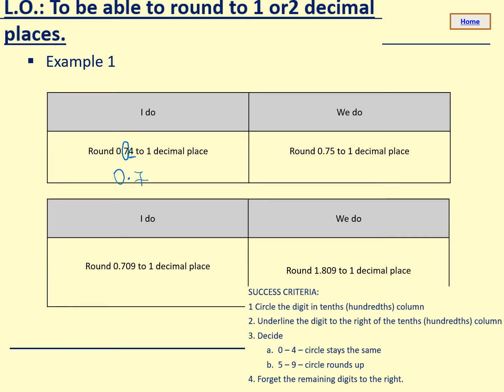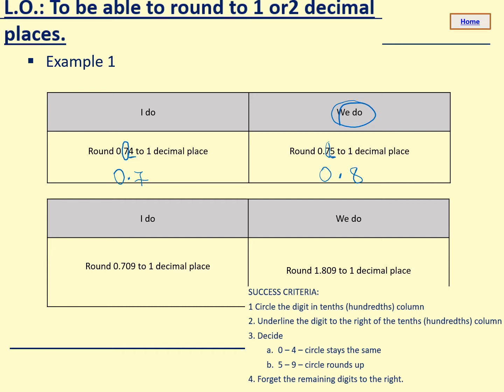Okay, now pause the video and have a go at the redo question. Okay, you have 7 in the circle and 5 underlined. 5 is 5 or greater, so the digit in the circle gets rounded up by 1. So it's going to be 0.8. If that's what you got, well done. Now I will do one more question and then it will be again your turn.